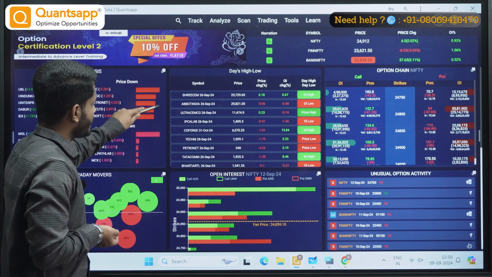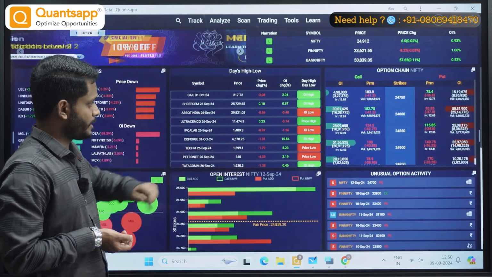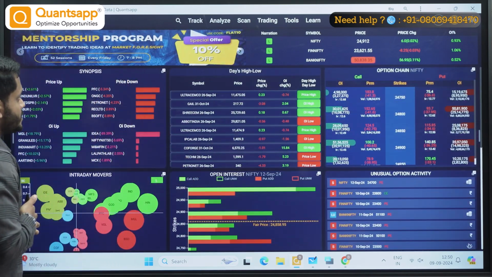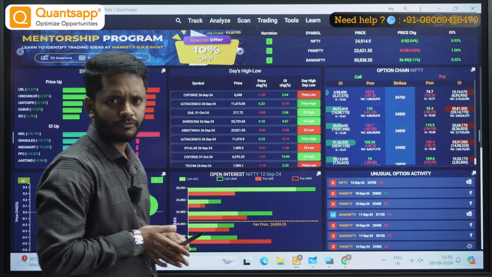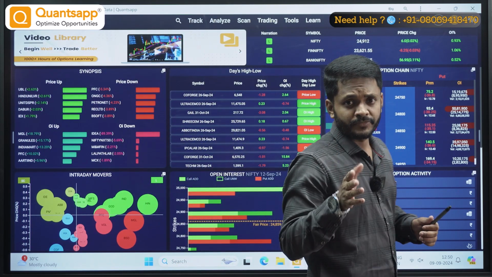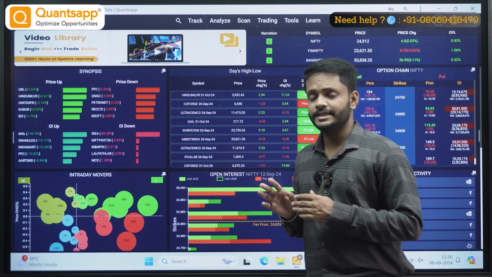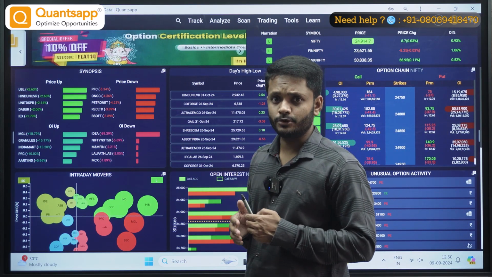Along with it, there are n number of fancy indicators, like unusual option activity, option chain, days high low, open interest, and a number of other indicators. As I said, if you haven't installed it, kindly install and unlock the benefits of 25 free tools immediately.